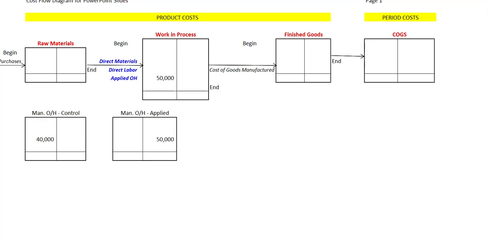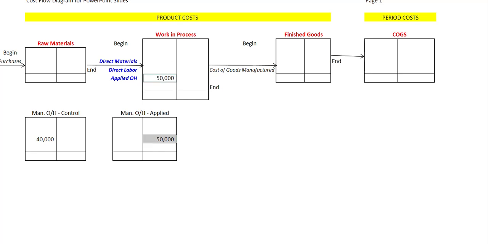When we introduce a manufacturing overhead applied account, we simply separate that manufacturing overhead account into 2 separate accounts. The control account is where we record actual manufacturing overhead, and we apply manufacturing overhead using the applied account. Notice the credit to applied and the debit to work in process.